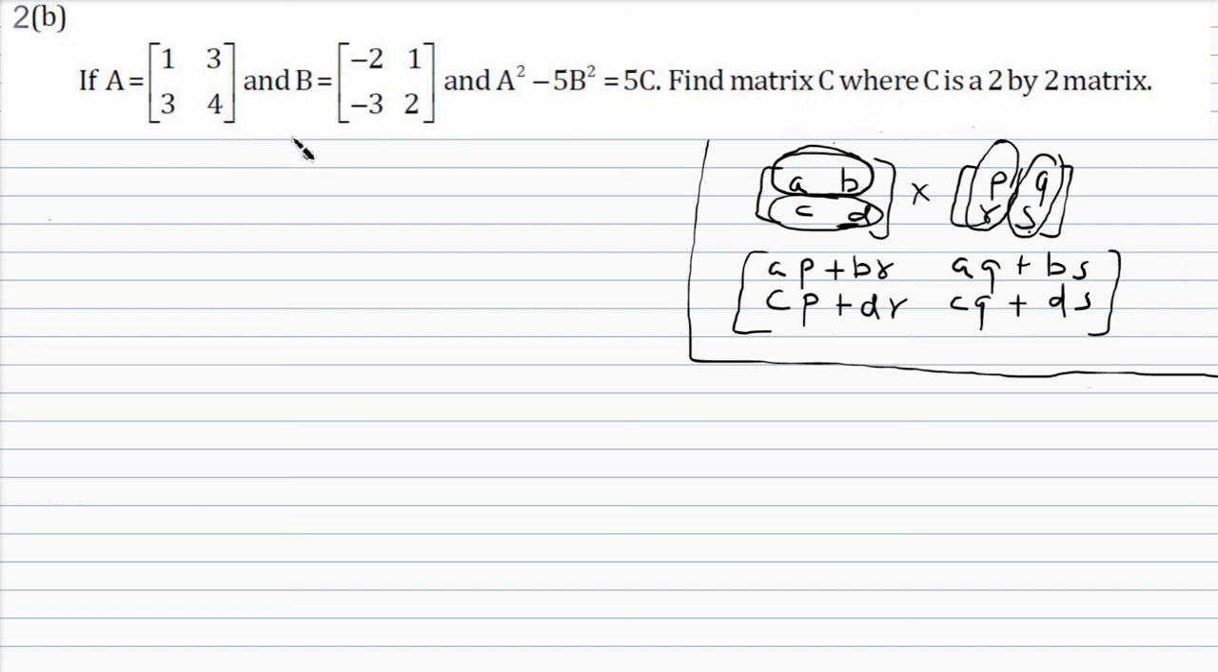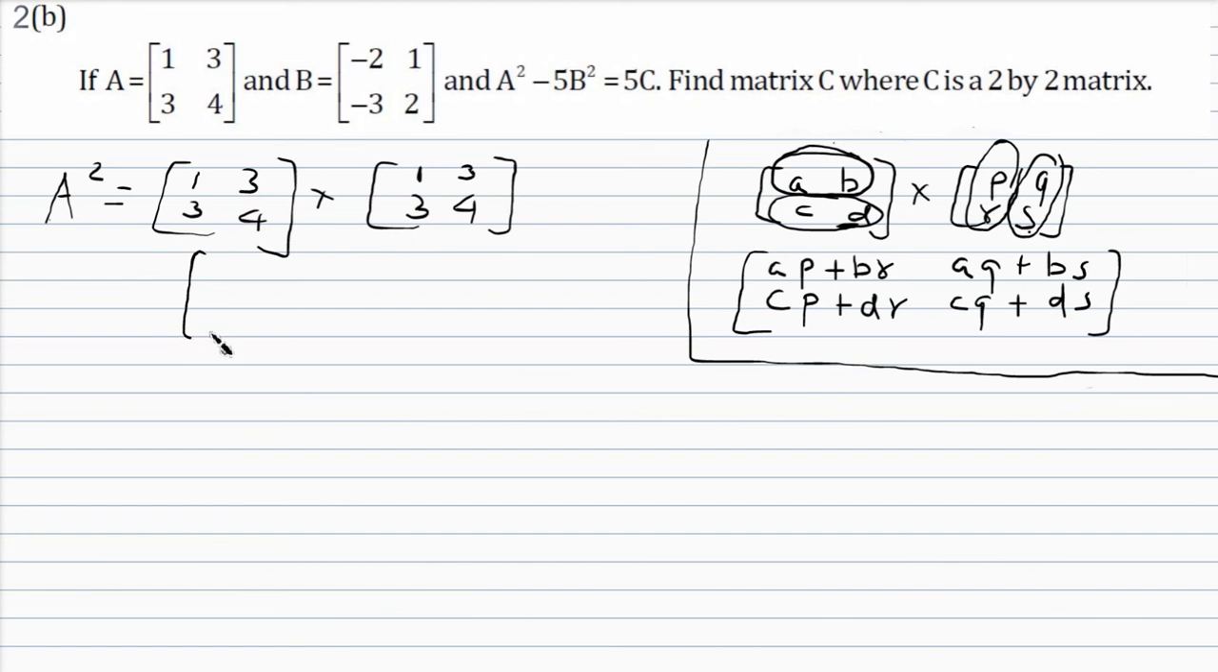So the problem says we need to find out A square minus 5b is equal to 5c. So let's find out what A square is. A square will be nothing but this A multiplied again by the same matrix A, and that will give us A square. As we have seen, it is going to be a 2 by 2 matrix again, since multiplying a 2 by 2 into a 2 by 2 also gives a 2 by 2 matrix.